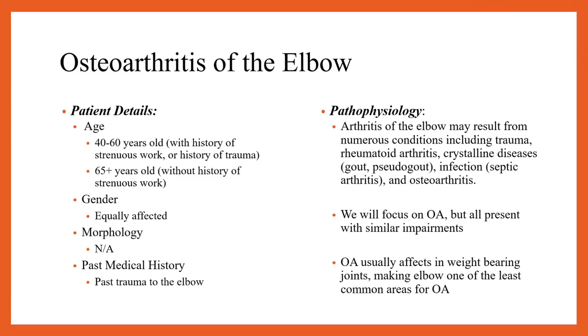So age, usually these are going to be people 65 and older. Okay, so my slide here says 40 to 60 years old, and then also says 65 plus. But let's be clear, OA affects people that are older, generally 65 or older. But people with a history of strenuous work or a history of trauma may have earlier onset of osteoarthritis, and that's true for all joints of the body.